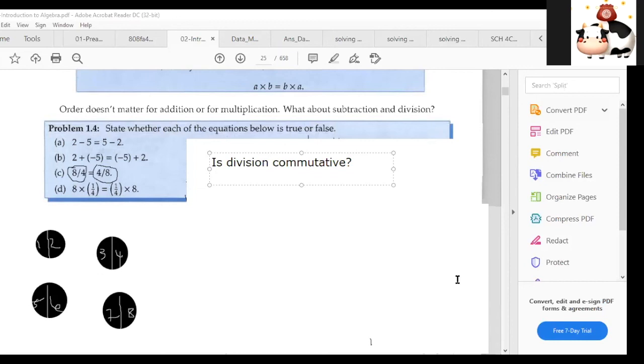Let's do D really quickly. I just want to do a quick yes or no, why or why not, and then we're going to move on, okay? Oh my gosh, look, it's 5:40 already. Time flies when you're having fun. So what about D? Is it true or false? Does 8 times 1/4 also equal 1/4 times 8?